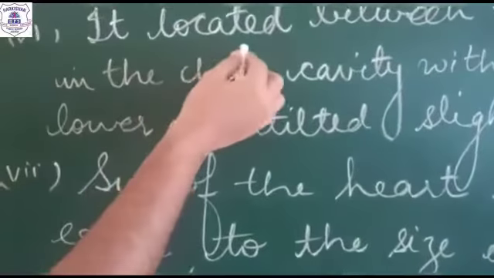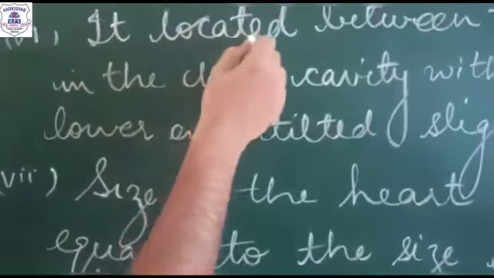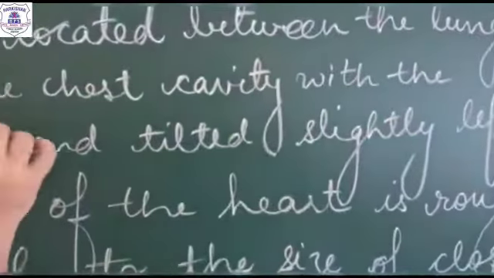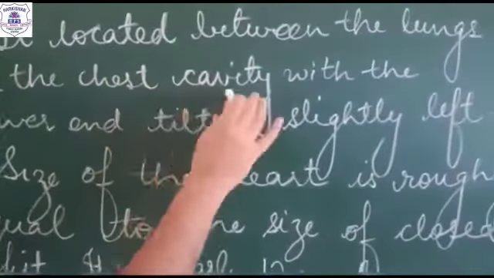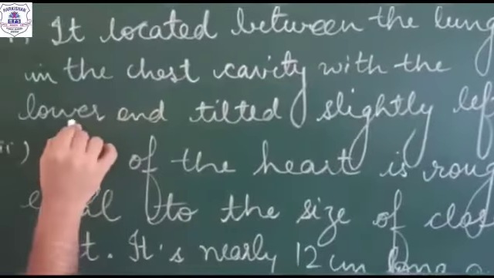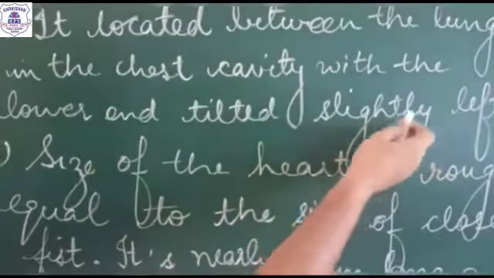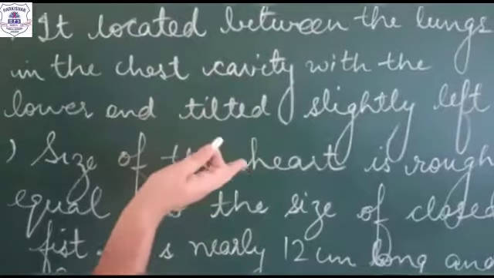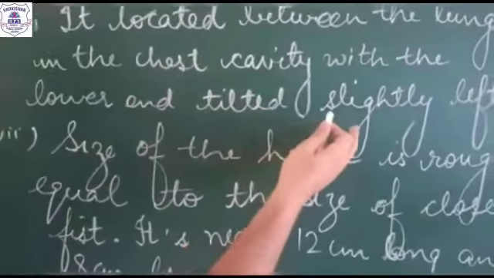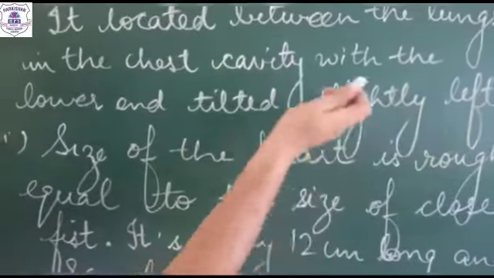So next we will discuss the location. The heart is located between the lungs in the chest cavity, around the chest area, with the lower end tilted slightly left, which means the lower end of the heart is slightly towards the left.